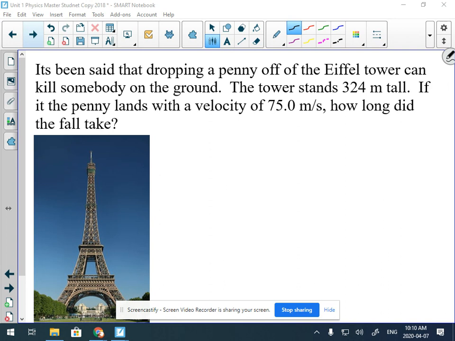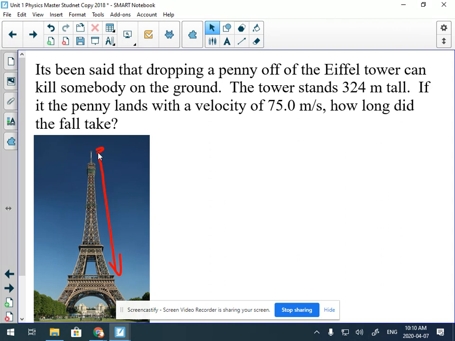Looks like somebody's trying to drop a penny off the Eiffel Tower so they can take out somebody on the ground. Now, remember, Mythbusters has proved that a penny that falls even from the Empire State Building doesn't really hurt anybody. It's more of an annoyance. And I was up on top of the Empire State Building, and they have guards there making sure you're not chucking stuff off.